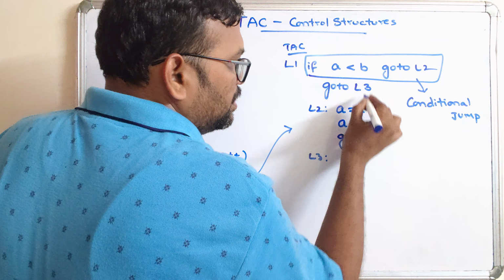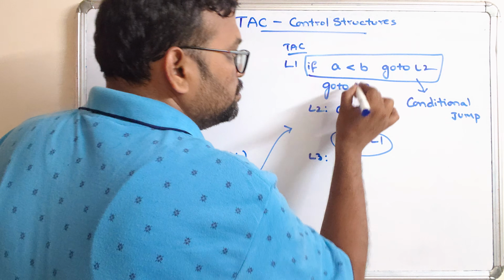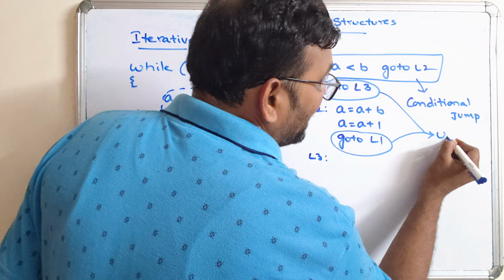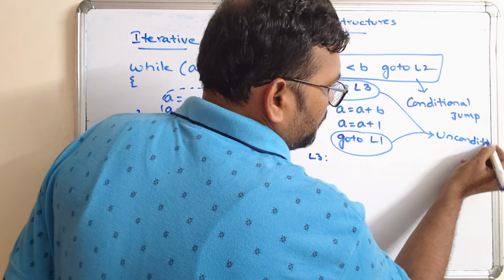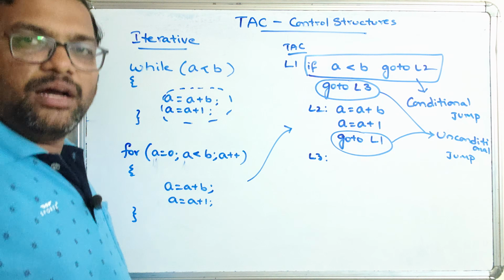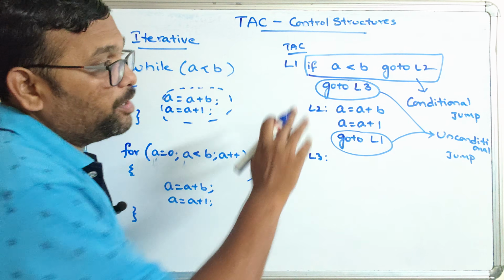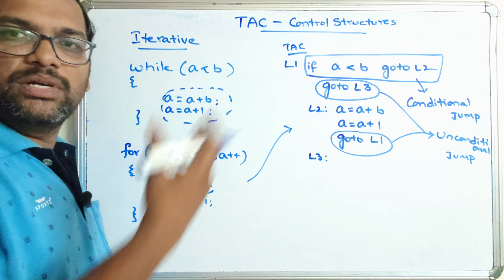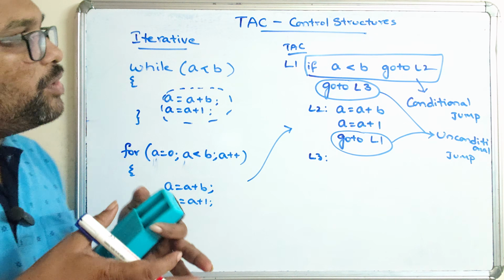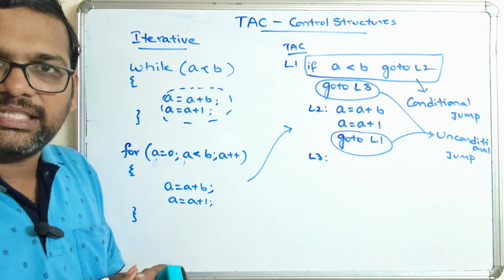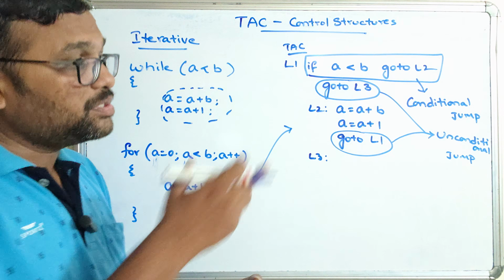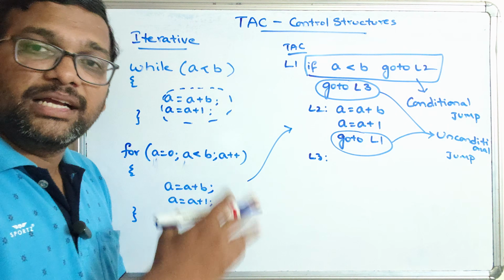And see, these cases, go to L3 and go to L2, are unconditional jumps, because here we are not using any condition, and without depending upon the condition, we are simply moving the control towards another location. So what I said is, if you are writing the three address code for the control structures, particularly for iterative statements and conditional statements, we are supposed to use the jumps called conditional jumps and unconditional jumps.